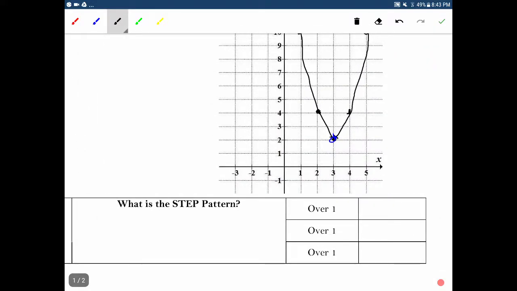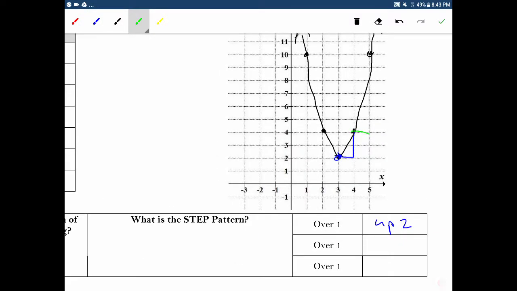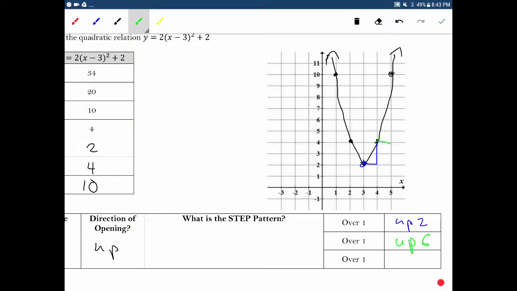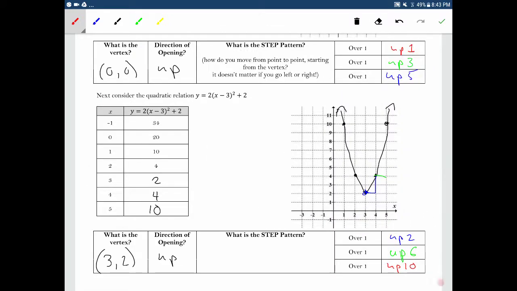So first we're going to go over 1. We go up, oh, that was supposed to be in a different color. Over 1, and we went up 2. Okay, from that point we'll go over 1 and we go up 6. And from there it doesn't fit, so you can just take my word for it. We would go over 1 and up 10. Okay? And you can see that from here.